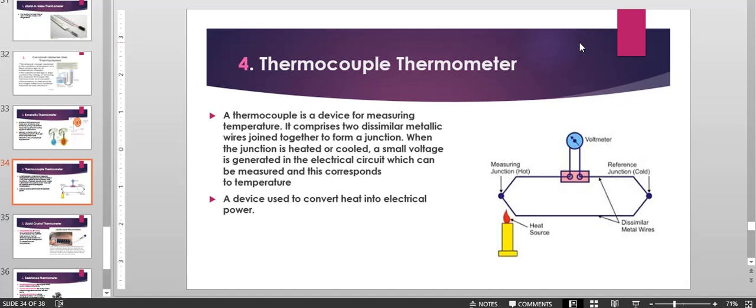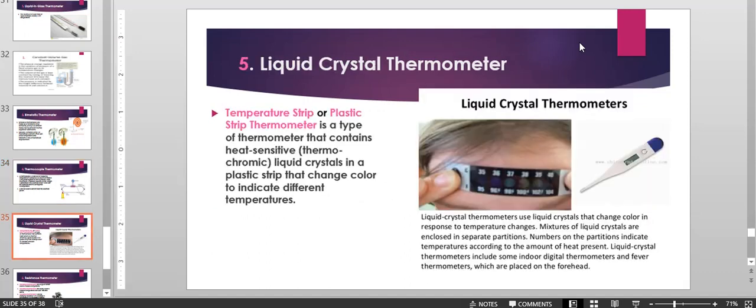Now let's move on to the next type of thermometer, which is known as the liquid crystal thermometer. This is also known as a temperature strip or plastic strip thermometer. It's a type of thermometer that contains heat sensitive or thermochromic liquid crystal in a plastic strip. This strip changes color to indicate different temperatures. As you can see here in the strip, at different temperatures, the liquid crystal glows in different colors.